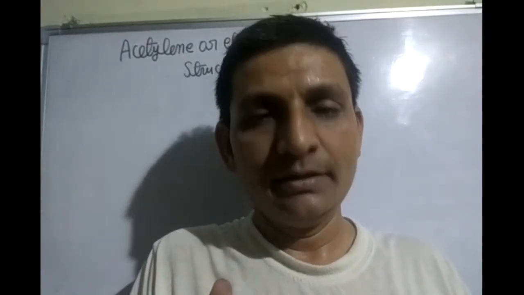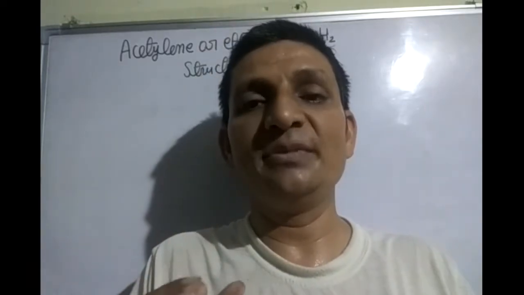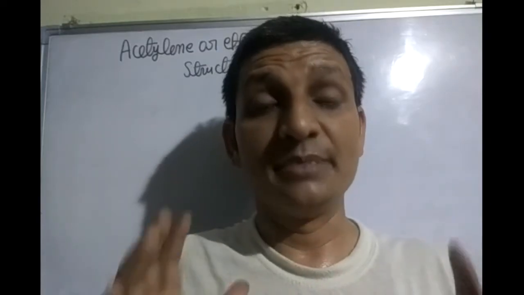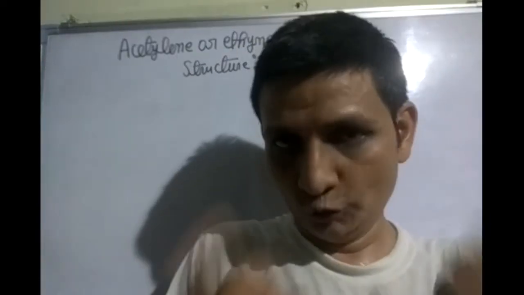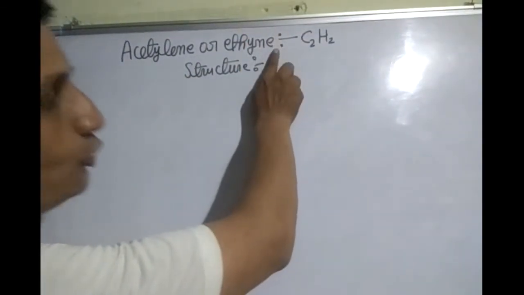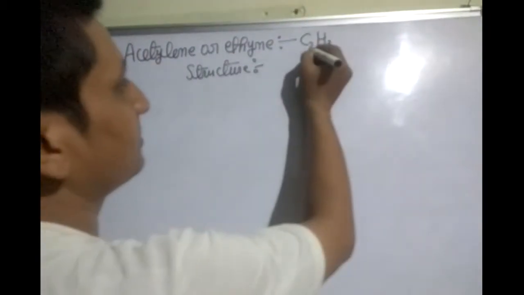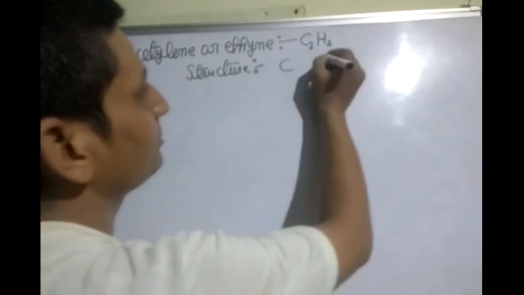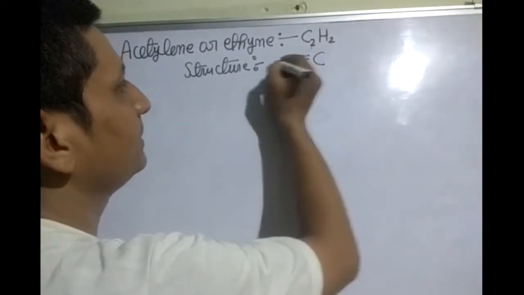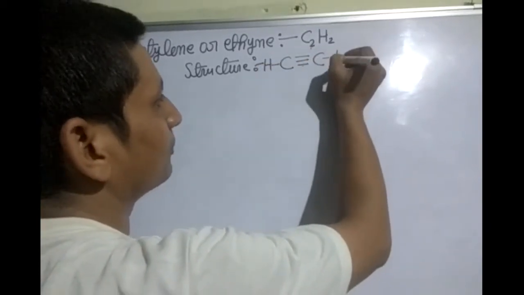Now dear student, in this video we will study about ethine. Ethine is the IUPAC name, its common name is acetylene. It is discovered by the scientist Wilson. Acetylene or ethine, its molecular formula is C2H2. Its structure has 2 carbons, and each carbon has 1 hydrogen, written as CH triple bond CH.